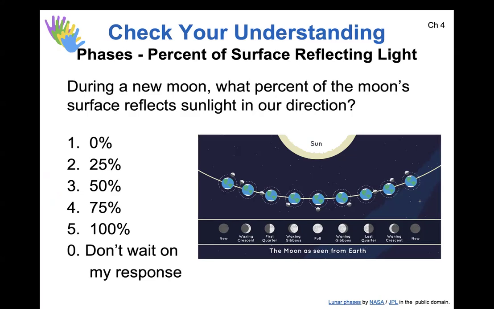But then the counterpoint to this: what percent of the moon's surface reflects sunlight in our direction for a new moon? Well, I'll just give you the answer. It's 0%. Because as I said before, when you have that new moon phase, all of the light is bouncing off the moon back in the direction of the sun. And more importantly, for this question, away from us. So we can't see it.